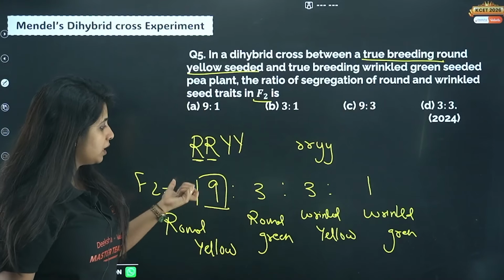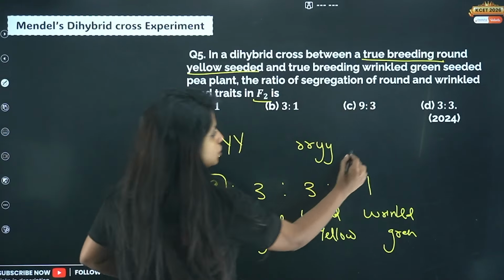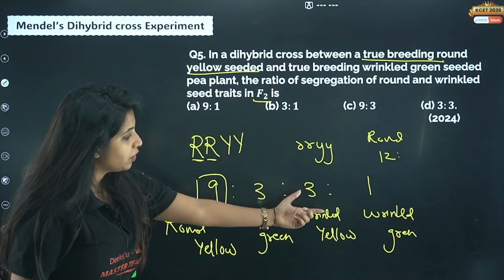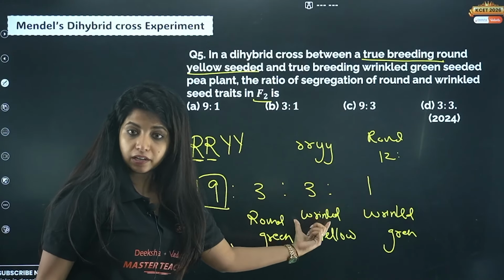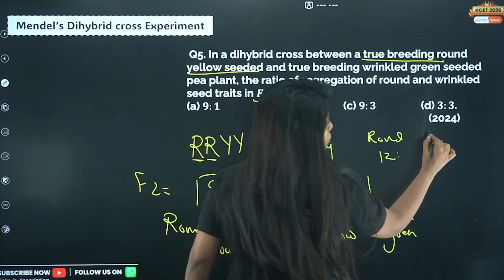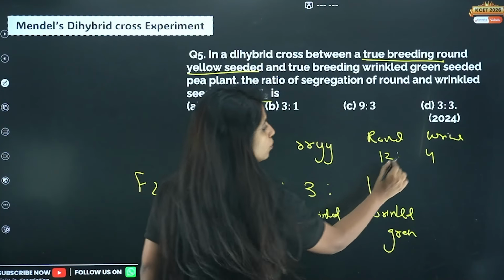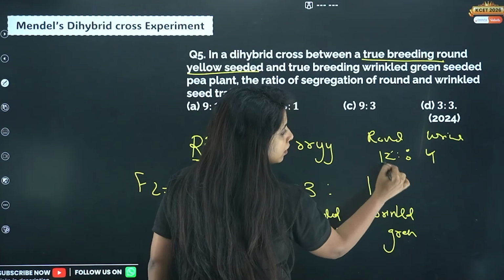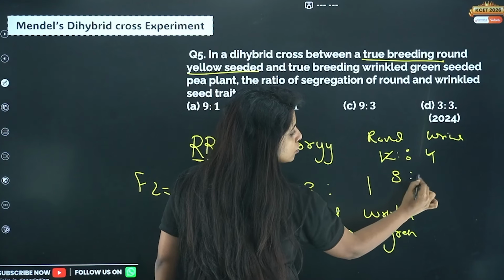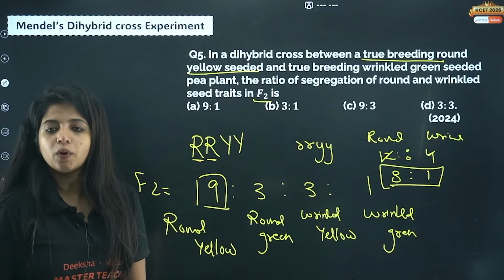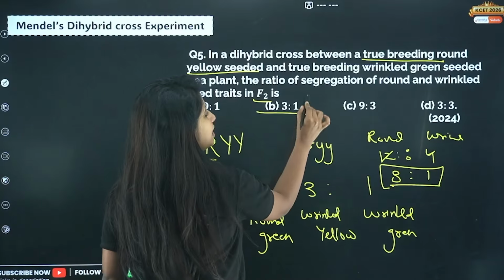So, round is how many? 9 plus 3, 10, 11, 12. So, round is 12. Okay. What about wrinkled? 3 plus 1. Here also wrinkled, here also wrinkled. So, wrinkled is basically 3 plus 1 is equal to 4. If at all you want to take the ratio of this, my dear children, 4 into 3 is equal to 12. Ratio comes out to be what? 3:1. Ratio comes out to be 3:1.